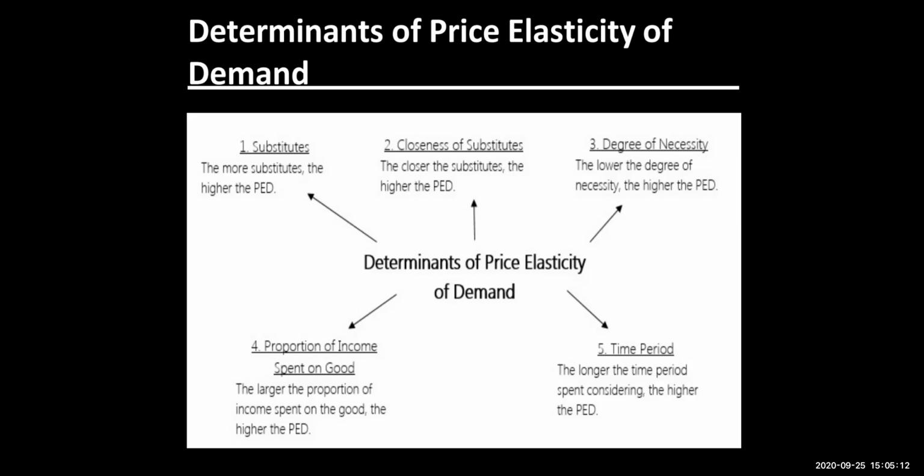And the next one is proportion of income spent on the good. Now, you also have to see that how much proportion of income you're spending on particular commodity. Let's say salt. On salt, the proportion of income which I'm spending is very small. Whereas the proportion of income spent on, let's say, entertainment is higher. So you also need to see whether you're spending more on which commodity, and that would affect your demand. The next one is time period. The longer the time period spent considering, the higher is the price elasticity.